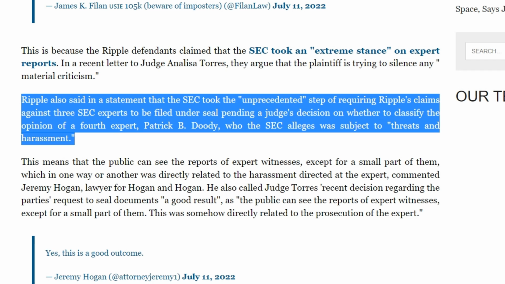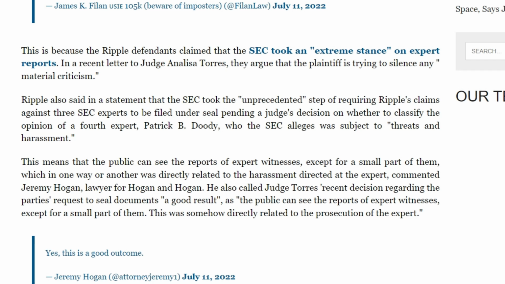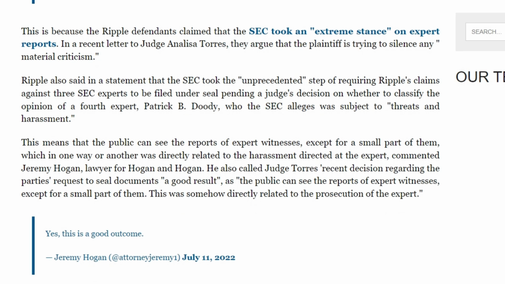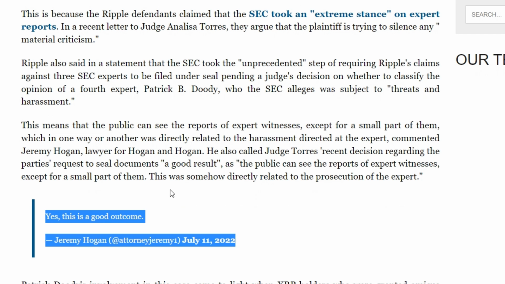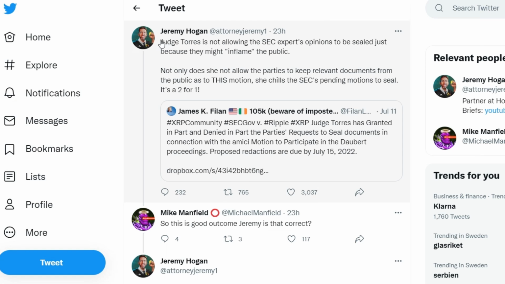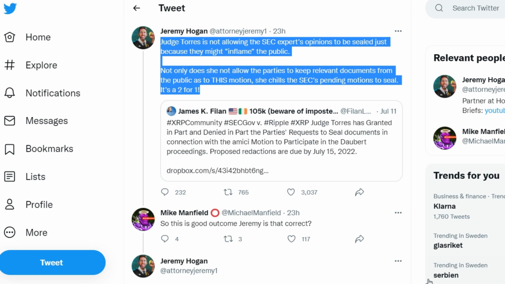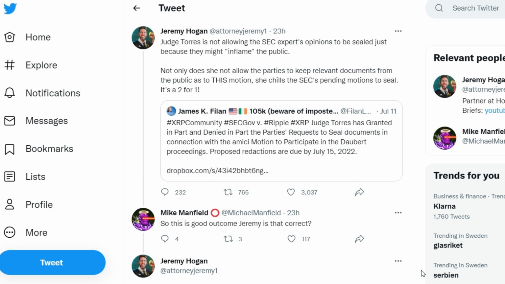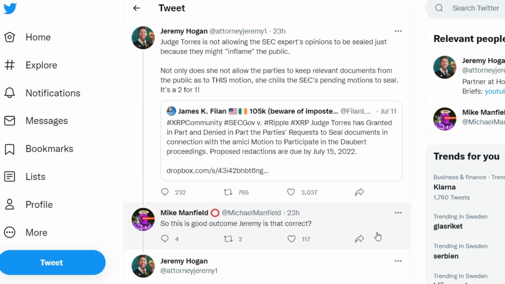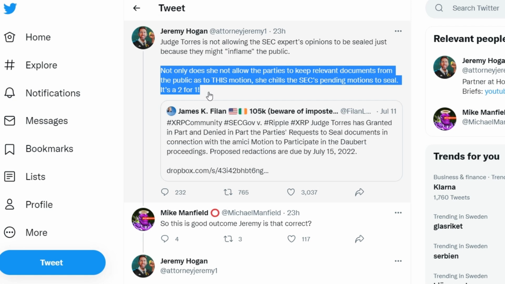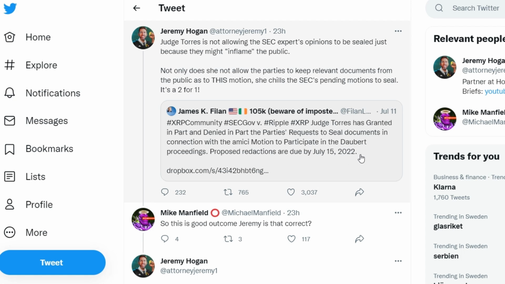This means that the public can see the reports of expert witnesses, with the exception of a small part of them, which in one way or another was directly related to the harassment directed at the expert, commented Jeremy Hogan, lawyer for Hogan & Hogan. He also called Judge Torres' recent decision regarding the parties' request to seal the documents a good result, since the public can see the reports of expert witnesses, with the exception of a small part of them. This was somehow directly related to the persecution of the expert. Yes, this is a good outcome.